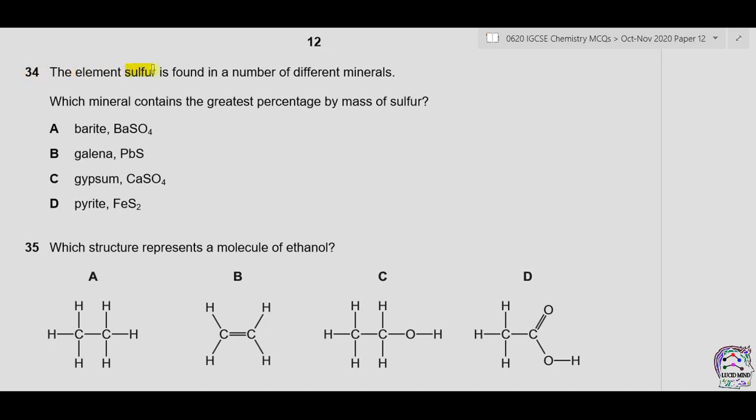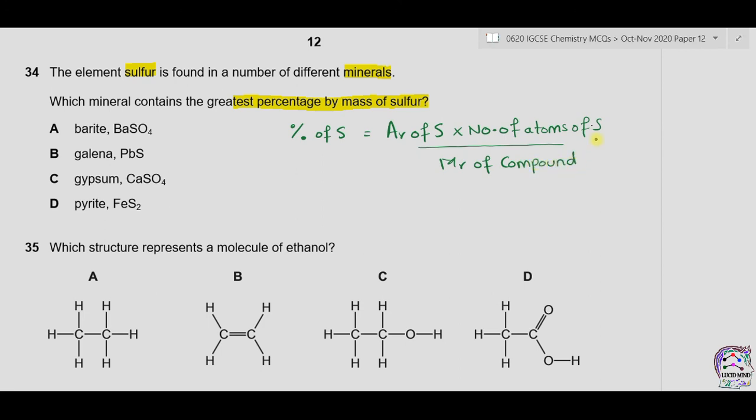Question 34. The element sulfur is found in a number of different minerals. Which mineral contains the greatest percentage by mass of sulfur? We can use the formula of percentage composition. So percentage of sulfur will be equal to relative atomic mass of sulfur, which can be obtained from the periodic table, into number of atoms of sulfur, divided by the molecular mass of the compound, into 100.